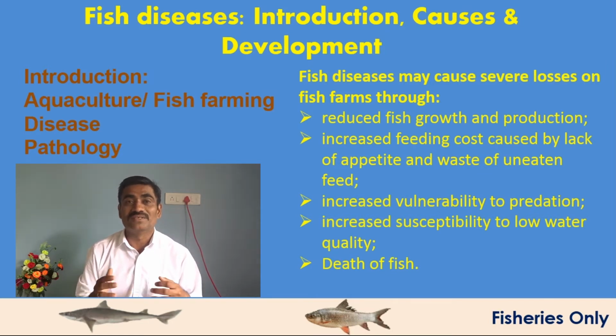Heavy losses of the cultured organisms in a pond may occur due to diseases. That is, ultimately this disease leads to the death of the fish. So we have to take care about the diseases, so that our fish crop will survive and give a good yield. Now we will see disease.